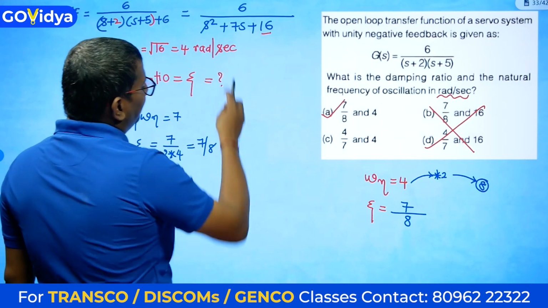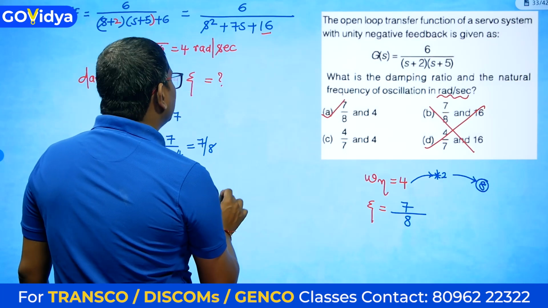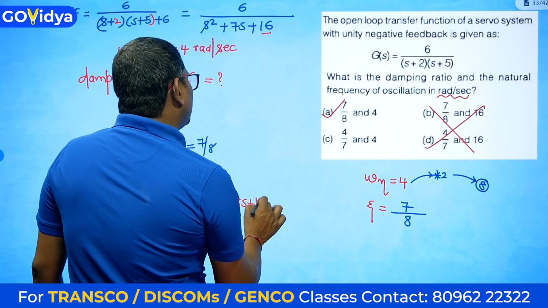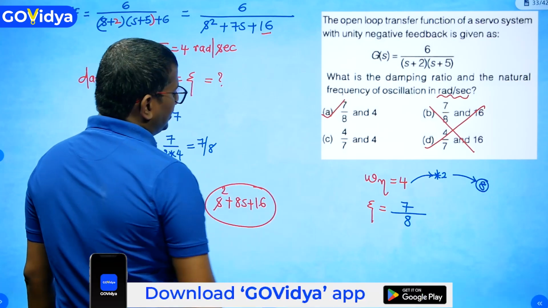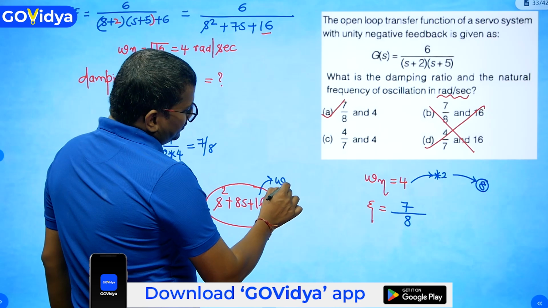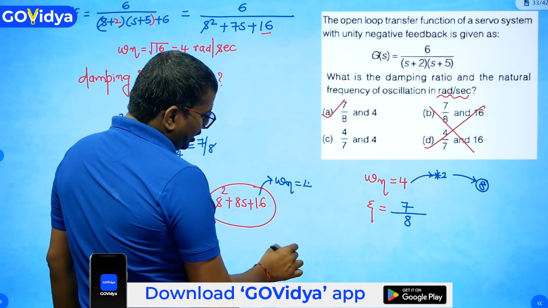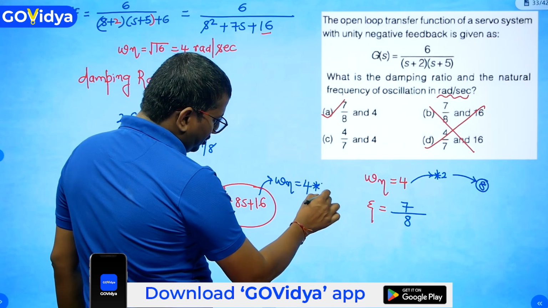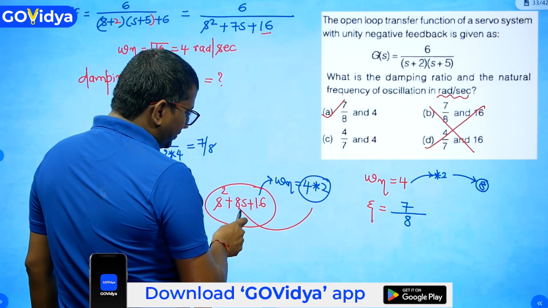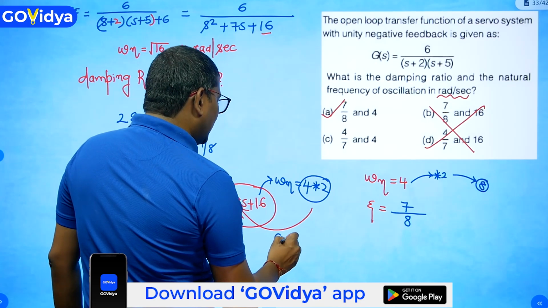For example, instead of 7 here, suppose the characteristic equation is like this: s square plus 8s plus 16. In this case, I know how to calculate the omega n. What is omega n? 4. What I told you? Multiply with 2. Now you check it. Is this number equal to this number? Then it is critically damped.